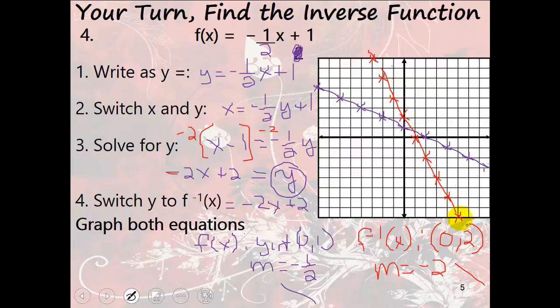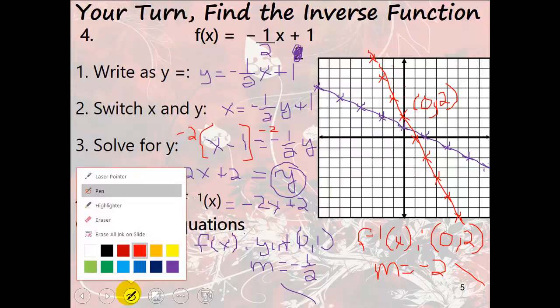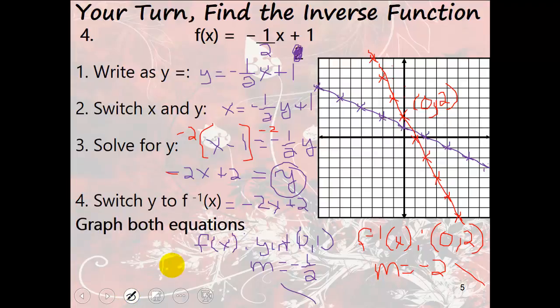So I want to point out an example here. Notice that this point right here is 0, 2. If these lines are inverses of each other, then on the purple line should be the point 2, 0. Correct? And look right here, this is the point 2, 0. And all of those points will do that. Okay.